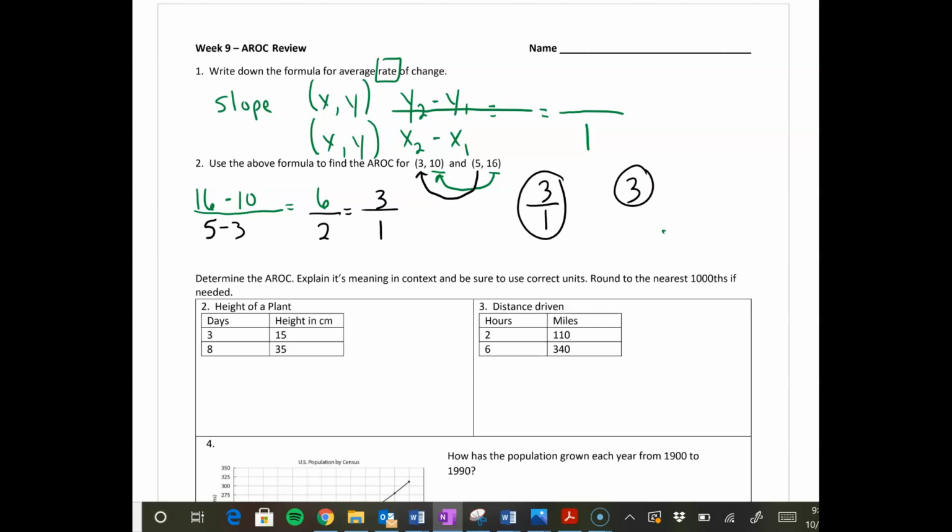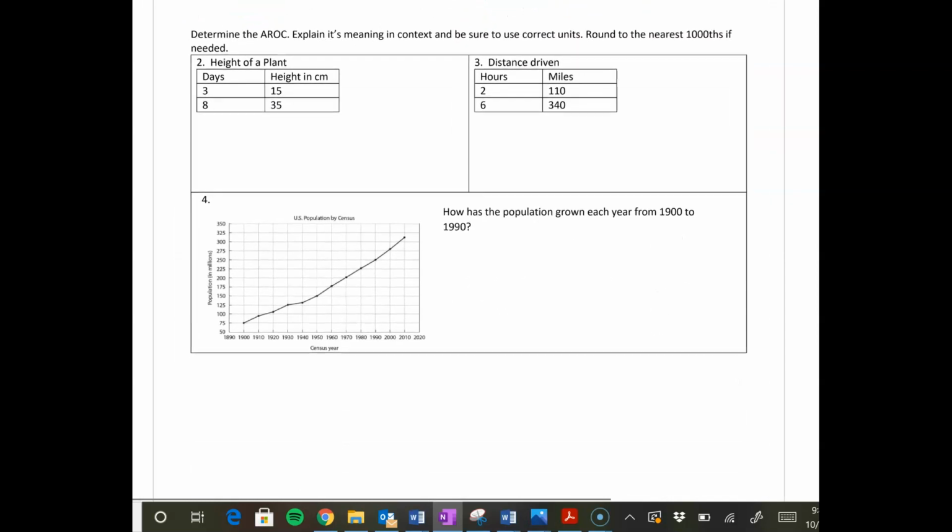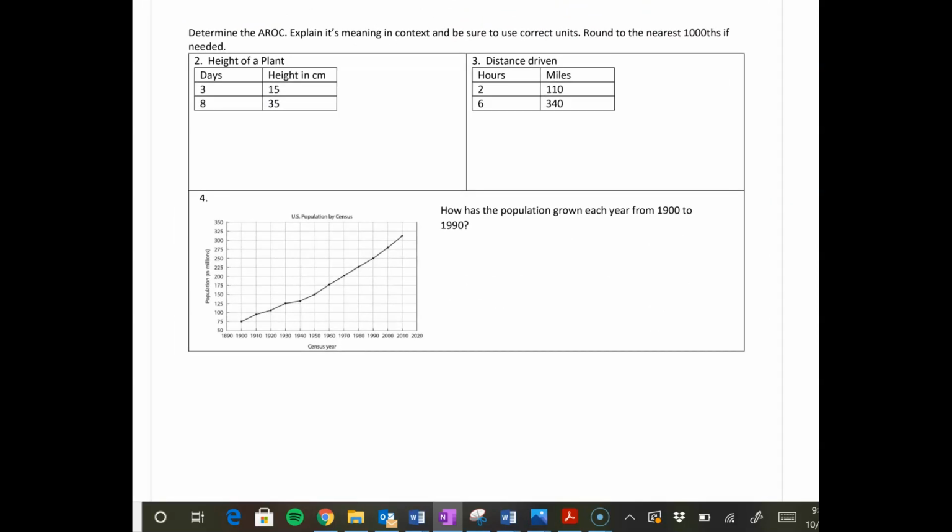So what the showcase of learning is also going to cover is, can you explain it in context? So that's where we're going to spend the bulk of this practice. So if you notice in problem 2 and 3 and 4, and then 5 is coming up, we'll determine the average rate of change, and then we'll explain its meaning in context and be sure to use correct units. It does say round to the nearest thousandths. We're just going to go to the hundredths, which means 2 places behind the decimal.